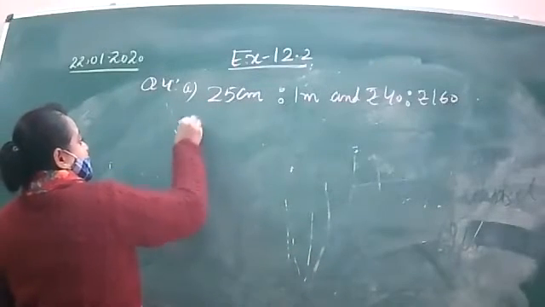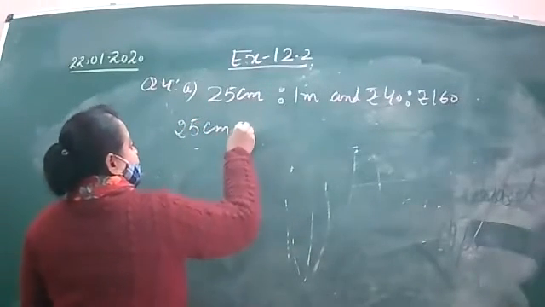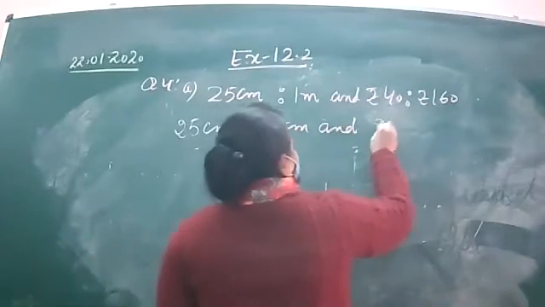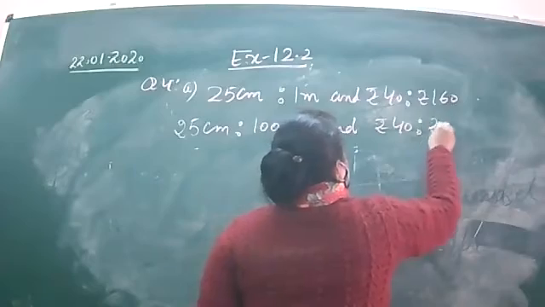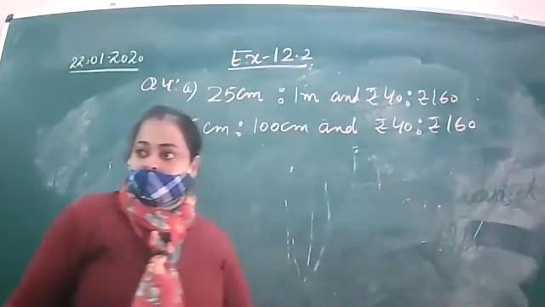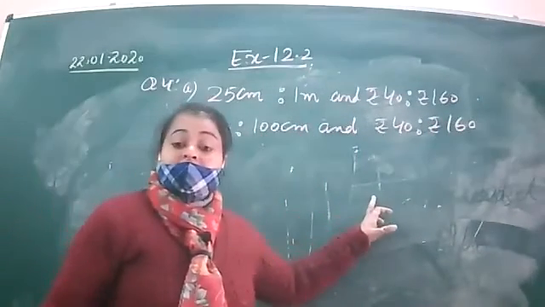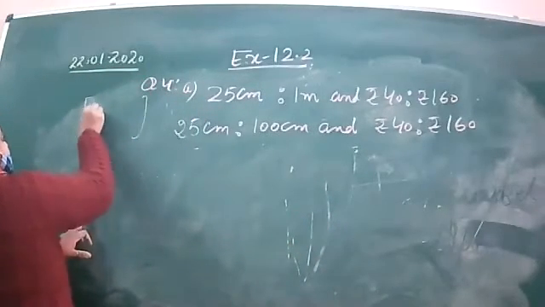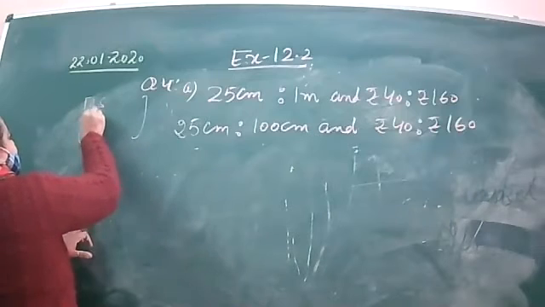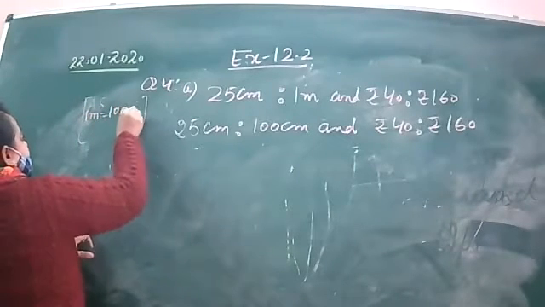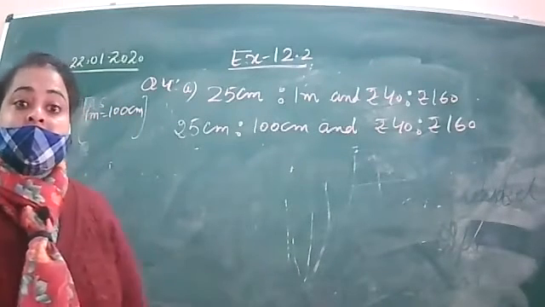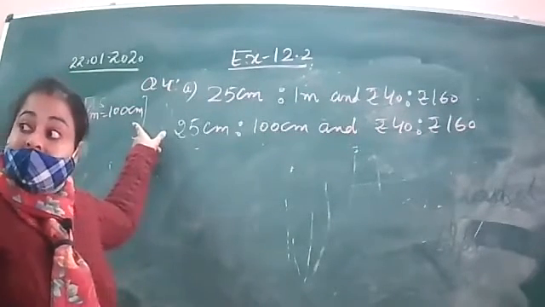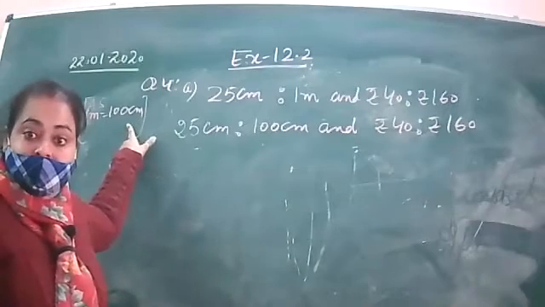So write 25 centimeter ratio 100 centimeter and rupees 40 ratio rupees 160. And it is very much compulsory to write the relation also. Write here as 1 meter is equal to 100 centimeter. If you will not write this thing, then half marks will be cut. So it is very much compulsory to write this relation.